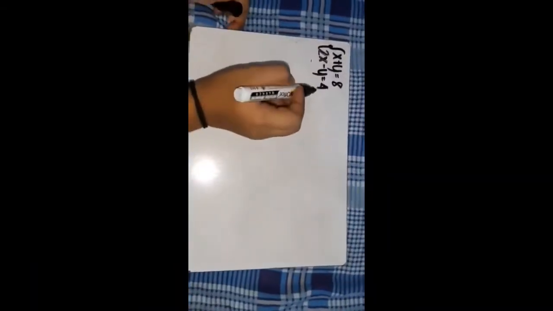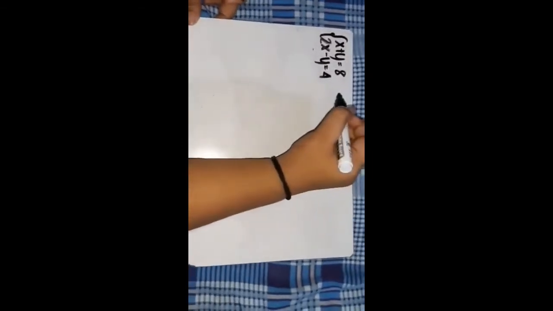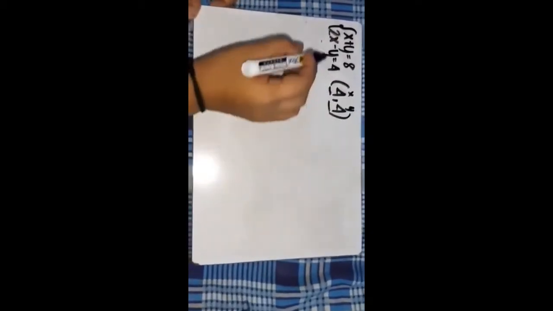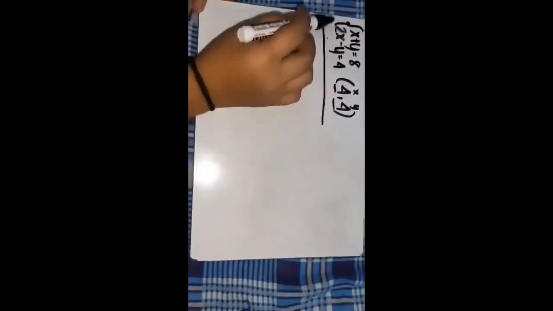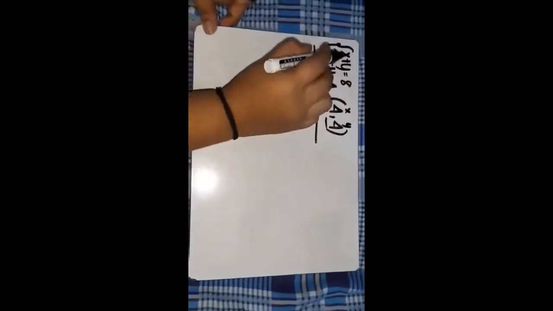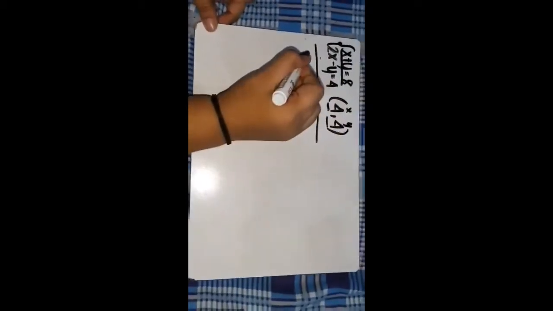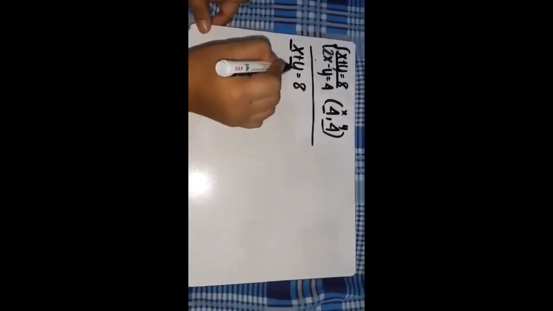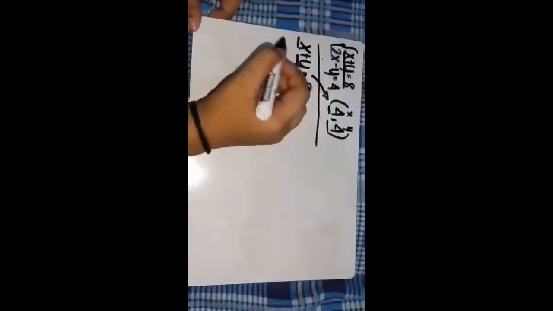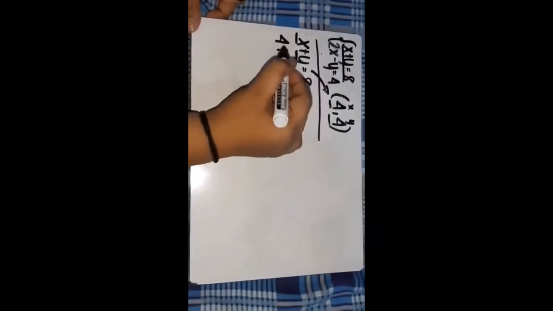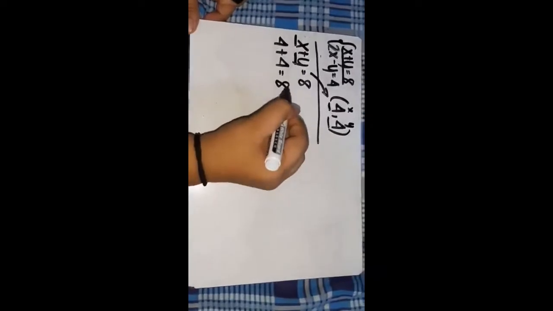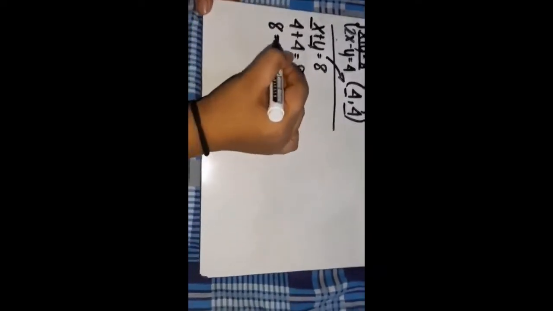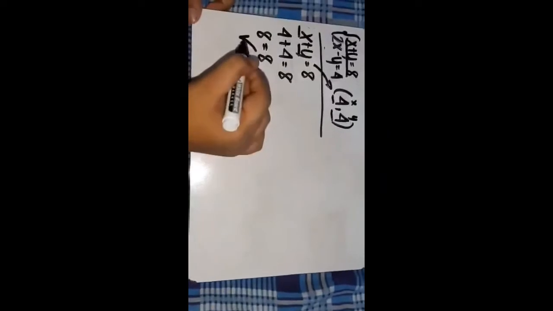So this is an example of a system of linear equations, and this is an ordered pair. The first number in an ordered pair is the x, and the second is the y. Now let's see if the given ordered pair is a solution to this system. First, let's do the top equation, which is x plus y is equal to 8. What you do is you replace x and y with the ordered pair. So it's going to be 4 plus 4 is equal to 8. 4 plus 4 is 8, 8 equals 8, which means that this is true.